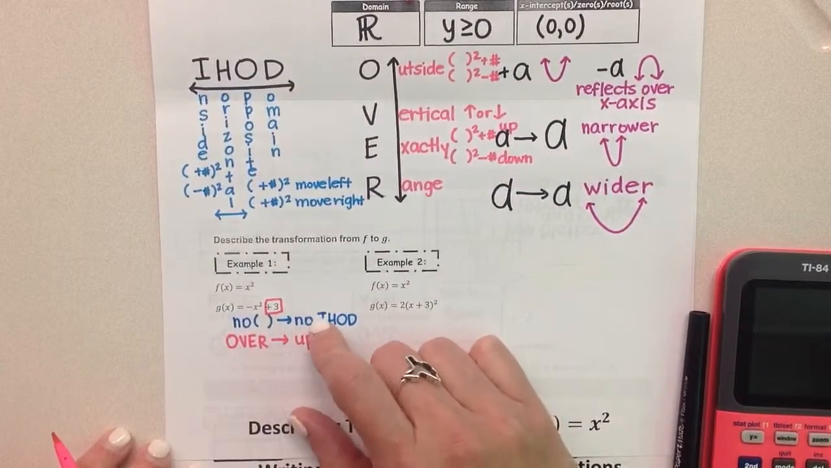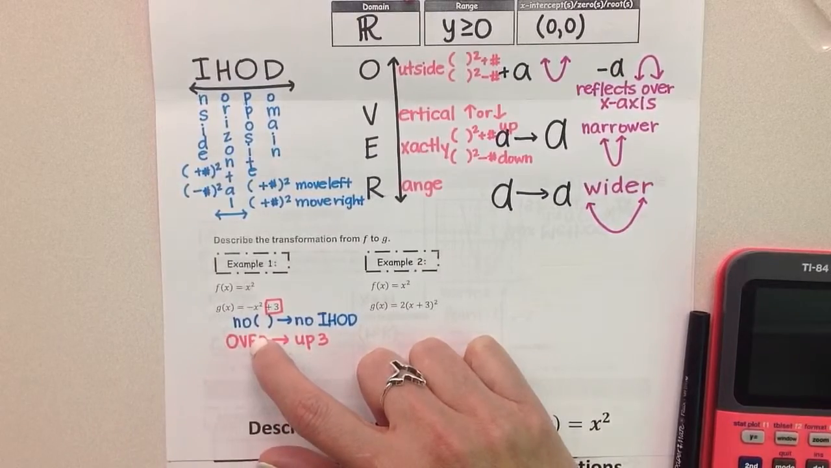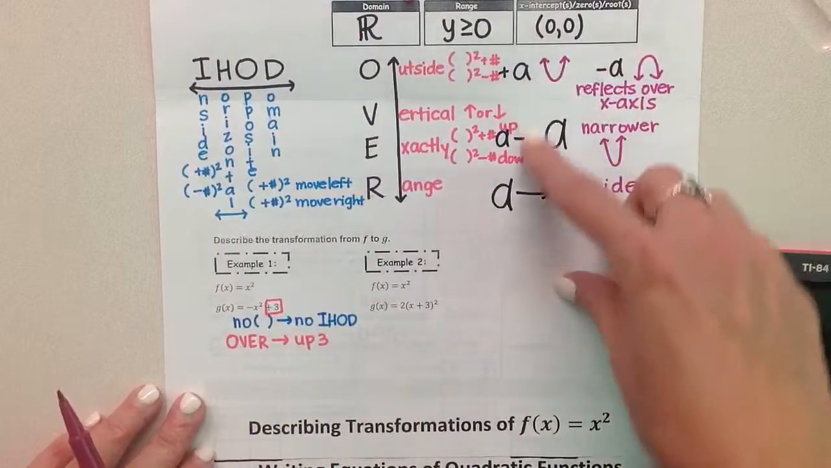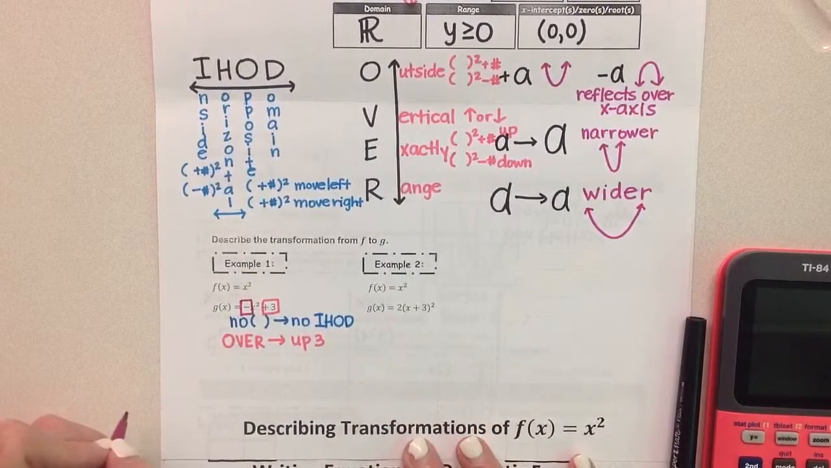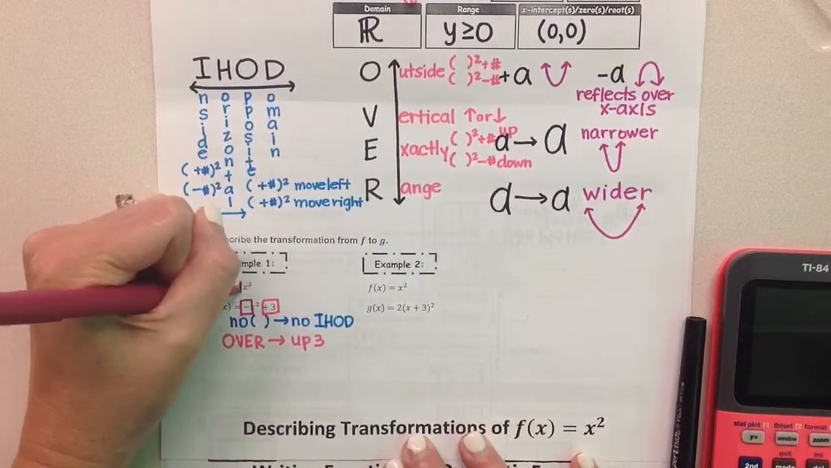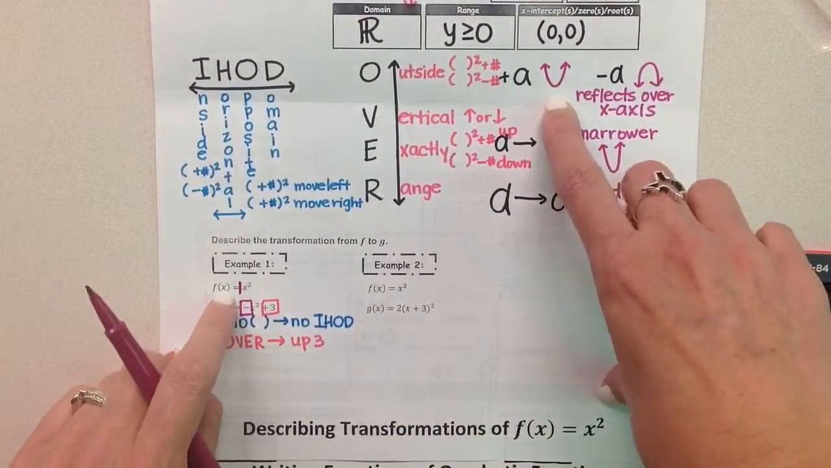Now, if it's not an inside the parentheses number, it's not an IHOD, it's not a number that comes after the parentheses, then it is talking about our A coefficient. And you can see I do have an A coefficient here. It is a -1. So if you remember, A is always a positive one to start off with. And when you look at your A coefficient, you want to look at it in two parts.